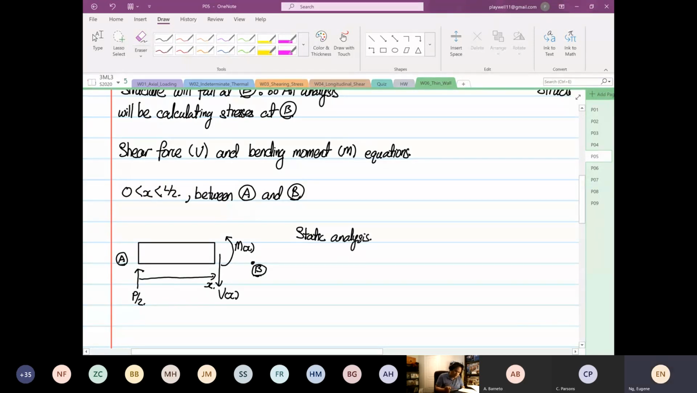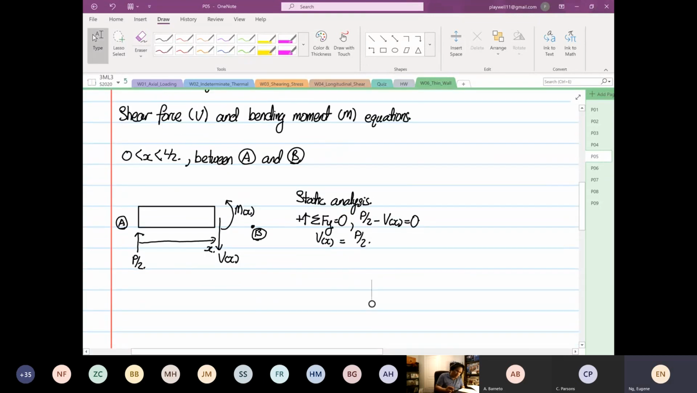So the shear force equation: the summation of forces in the y direction is equal to 0. So this is P over 2 minus V as a function of x is equal to 0. So V as a function of x is equal to P over 2. And then the next one, we're going to do a moment analysis.